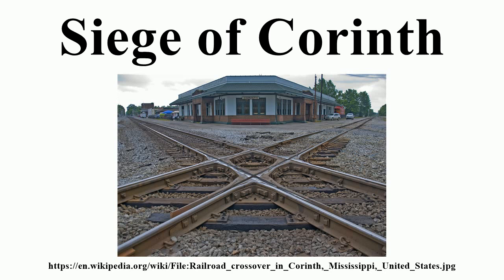The Union forces under Ulysses S. Grant took control and made it the base for his operations to seize control of the Mississippi River Valley, and especially the Confederate stronghold of Vicksburg, Mississippi.